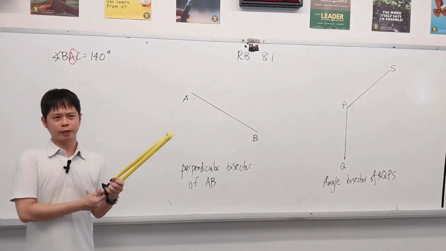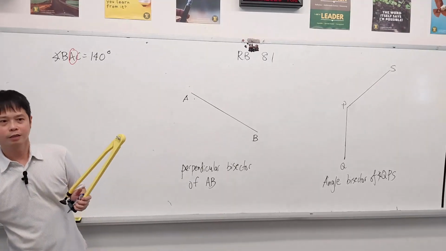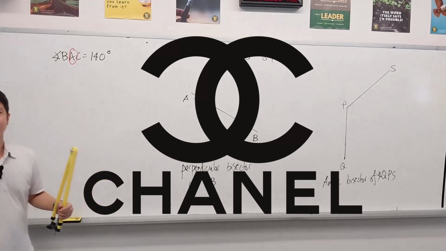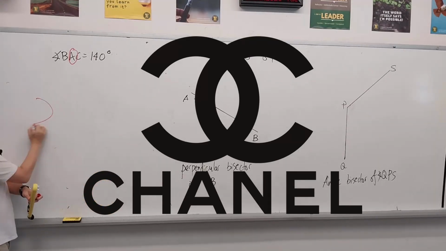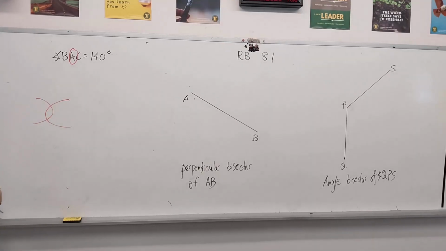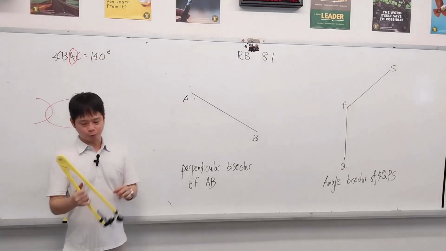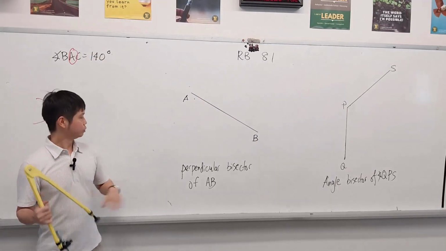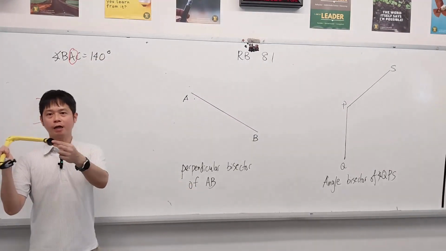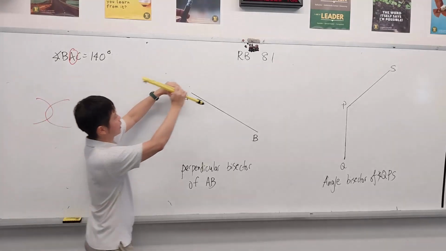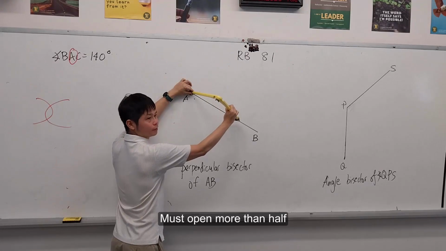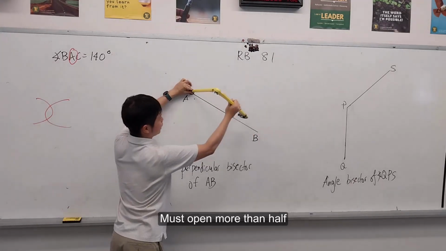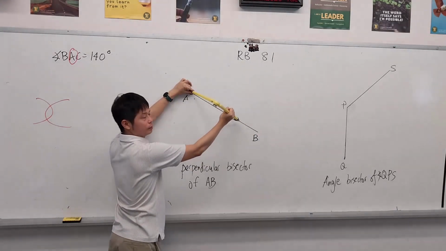Now, have you ever seen a Chanel logo before? Chanel is a brand, right? Okay, the Chanel logo looks like this. So this is basically what we need to draw. So for the perpendicular bisector, we need to create a Chanel logo. So put your needle at A, open more than half. Don't open so big, open more than half. Okay, can you do it now?